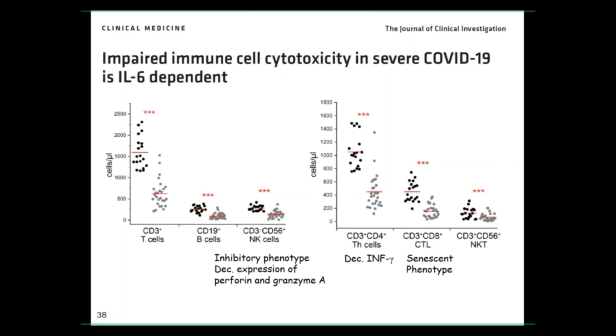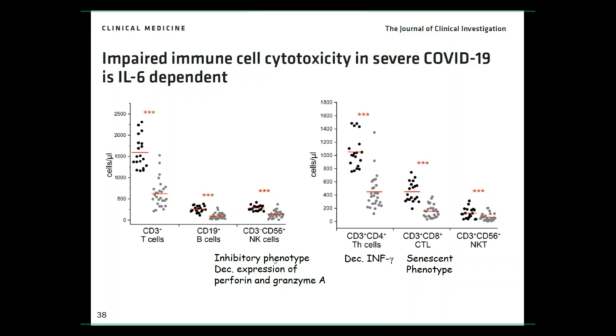In addition to the cytokine storm, we have abnormalities of cell-mediated immunity, which may be partly perpetuated by the cytokines. So in this study, they measured CD3 cells, which are T cells. You can see the levels are significantly decreased. They measured CD19 cells, which are B cells. They measured natural killer cells, and these are the most important antiviral cells. They were decreased. But not only were the cells decreased, they had an abnormal phenotype.